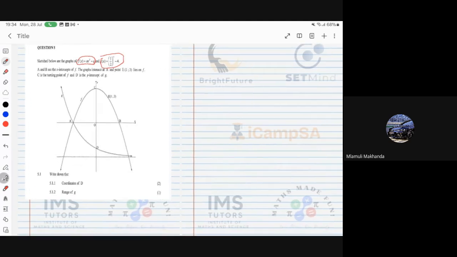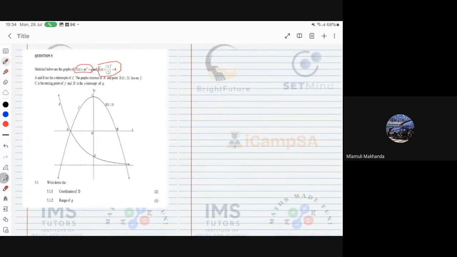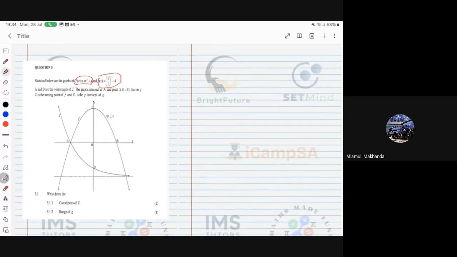And then just by looking graphically and remembering what I already told you, if our parabolic graph is facing down, you can already tell that our a value is going to be negative, because our graph is facing down.